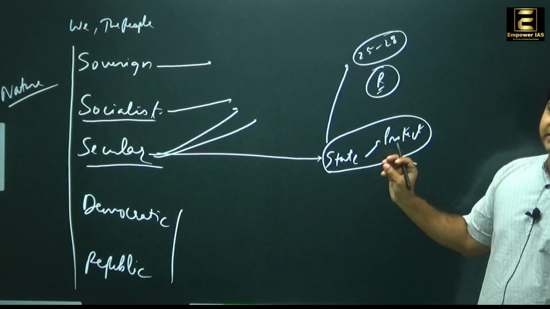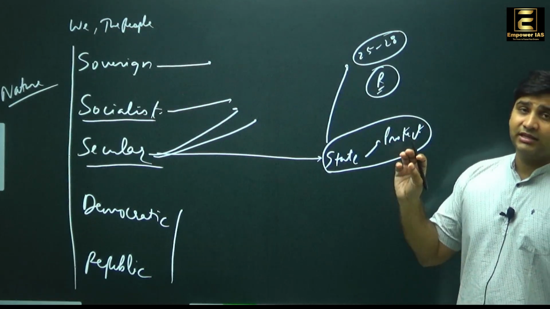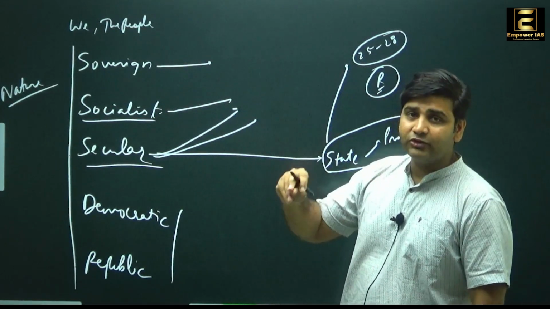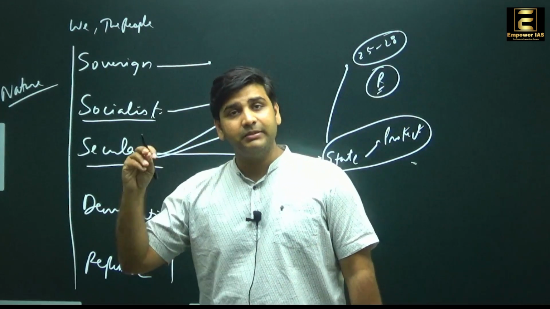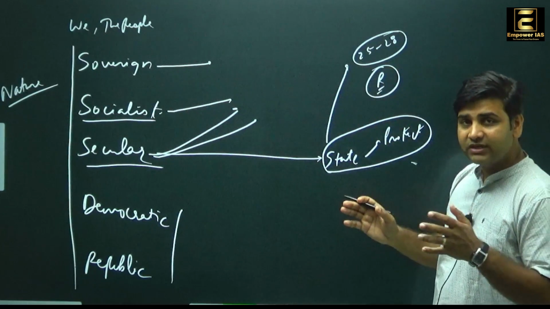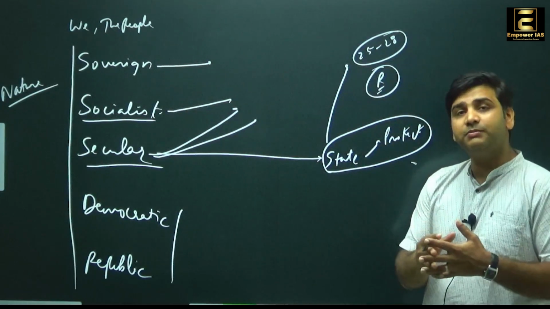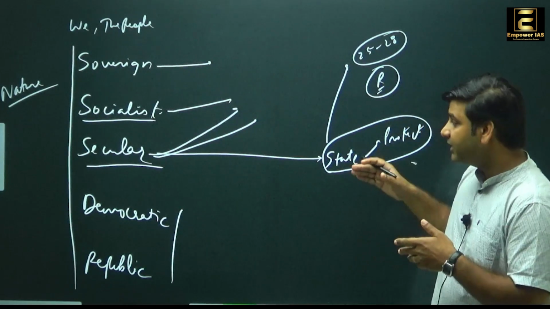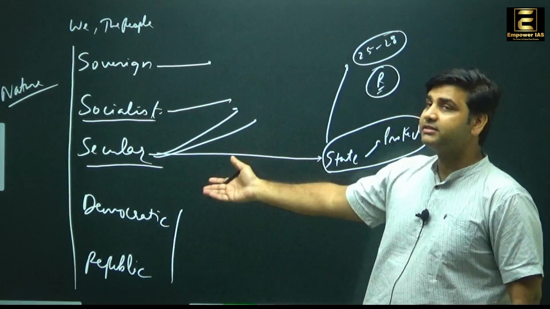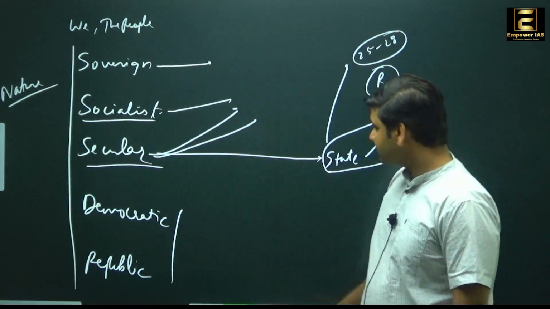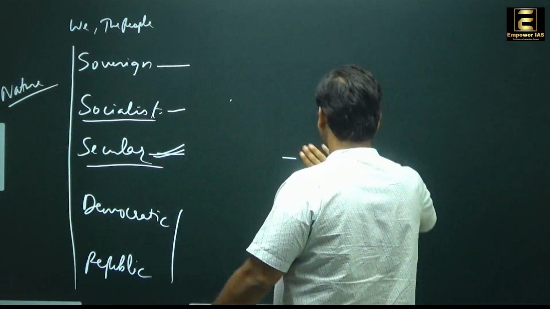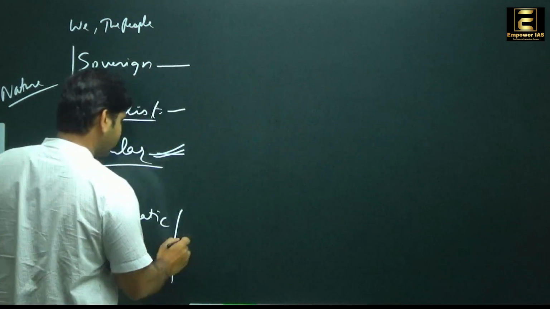So the state does not have any official religion. Then the state also protects all the religions within the country, and the citizen has been given the right to propagate, profess and practice any religion of their choice. Whatever way of life they want to have, they can have. That freedom has been given to the people of India under the fundamental rights. And how is it reflected in the preamble? Through the word secular.